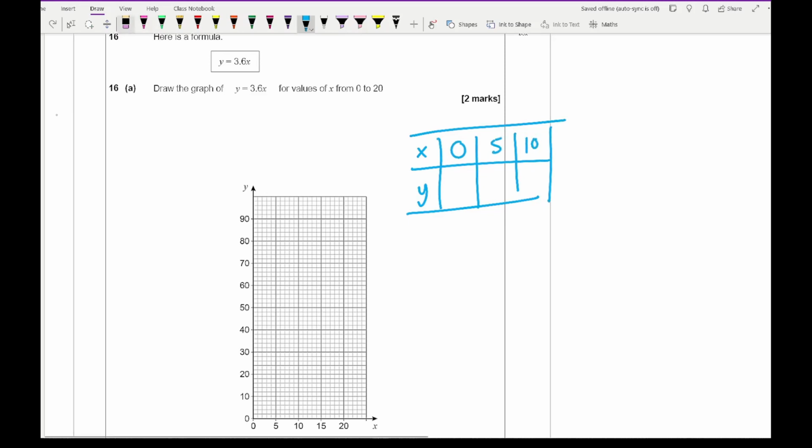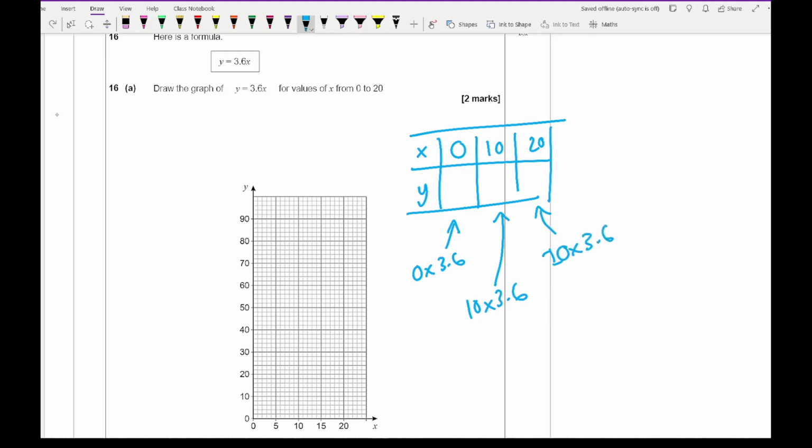Actually, I'm going to change that. You could use any of them. I'm going to go for 0, 10 and 20, just so that we've got nice whole numbers. It's easy for us to plot. So getting our first value, it's going to be 0 times 3.6. This value here is going to be 10 times 3.6. And this value here is going to be 20 times 3.6.